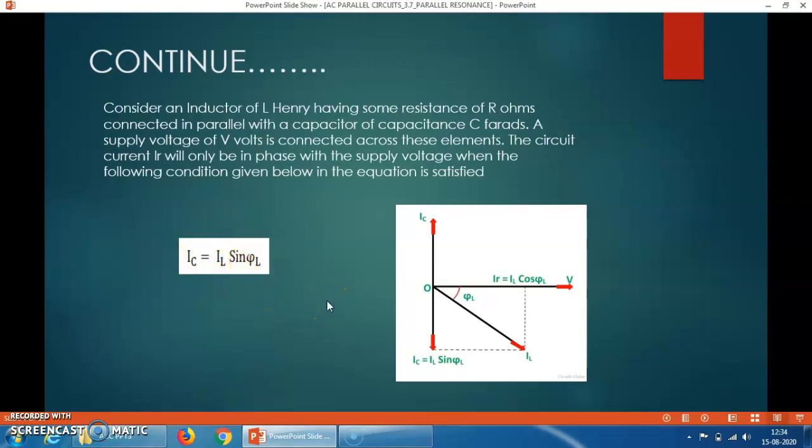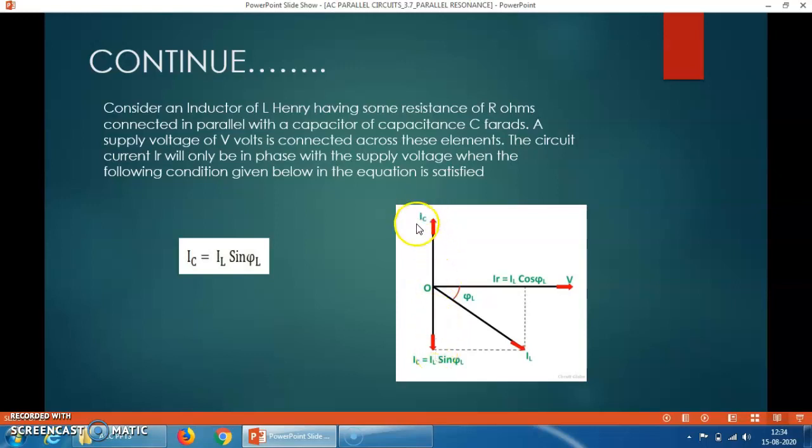And XC, the capacitive reactance, is equal to 1 upon 2 pi FC, so it is inversely proportional to the frequency. If frequency increases, XC decreases, and if the capacitive reactance decreases, then IC increases. So at one frequency, IC becomes equal to IL sin phi L. Here the currents IC and IL sin phi L are in opposite directions.